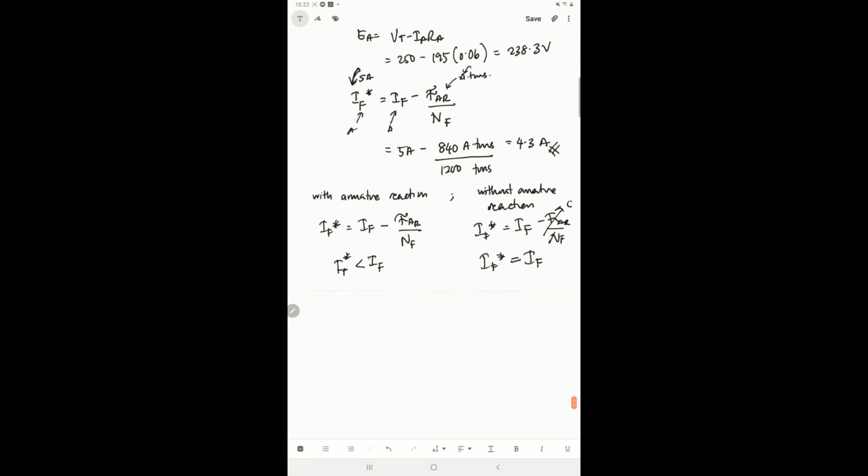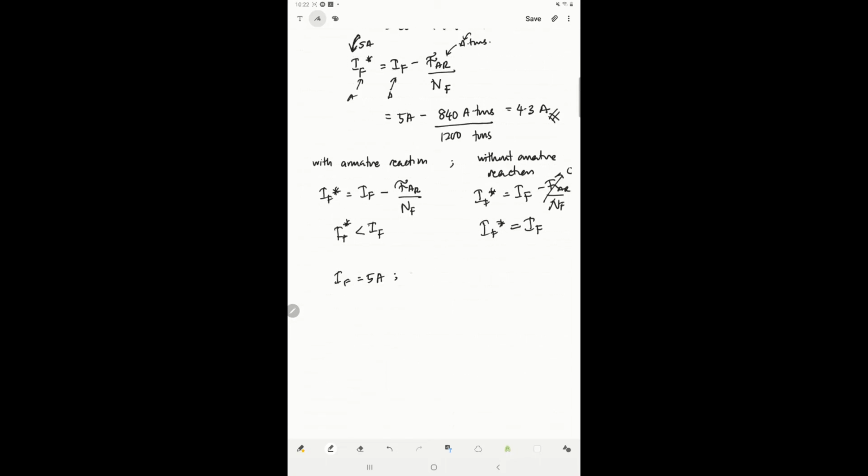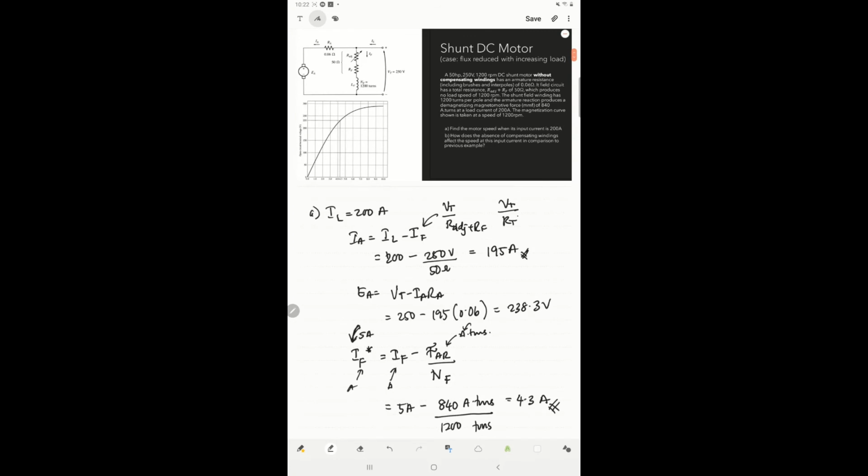So if we have IF equals to 5 ampere, we'll have open circuit terminal voltage, VOC, of 250 volts, and if we have IF equals to 4.3, the open circuit terminal voltage is 233 volts. What does this mean? Open circuit terminal voltage means there is no current flow inside the machine. That's why we have an open circuit. So this corresponds to a no load voltage.